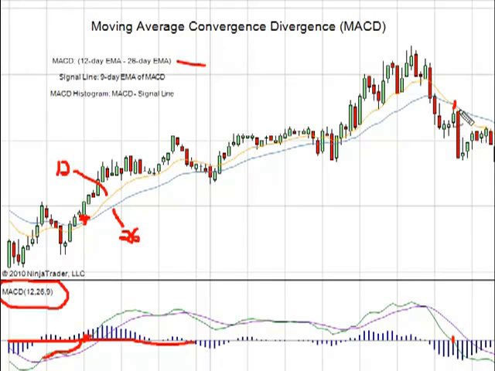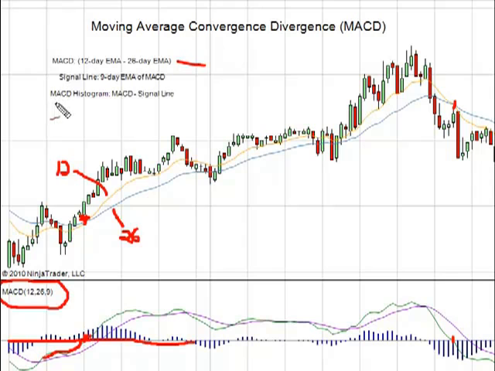Again, we see the same thing over here. We see the two exponential moving averages crossing, MACD going below 0, and the signal line is indicating down as well. So in that case, we look at going possibly short.